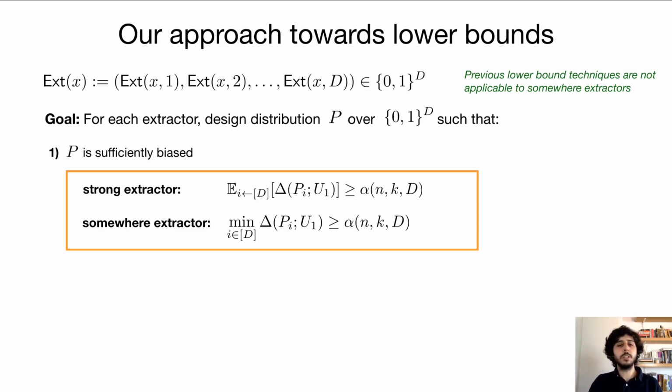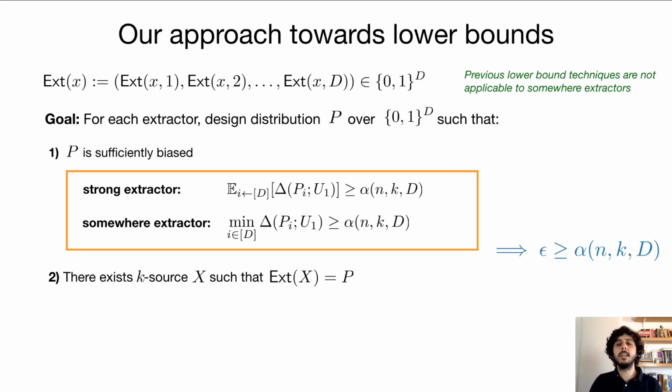And second, we want to show that there exists some k-source x such that P is the output distribution of this k-source x according to this extractor. So of course, it is very obvious that if we have these two conditions at the same time, then we obtain a lower bound on the error epsilon of the extractor.